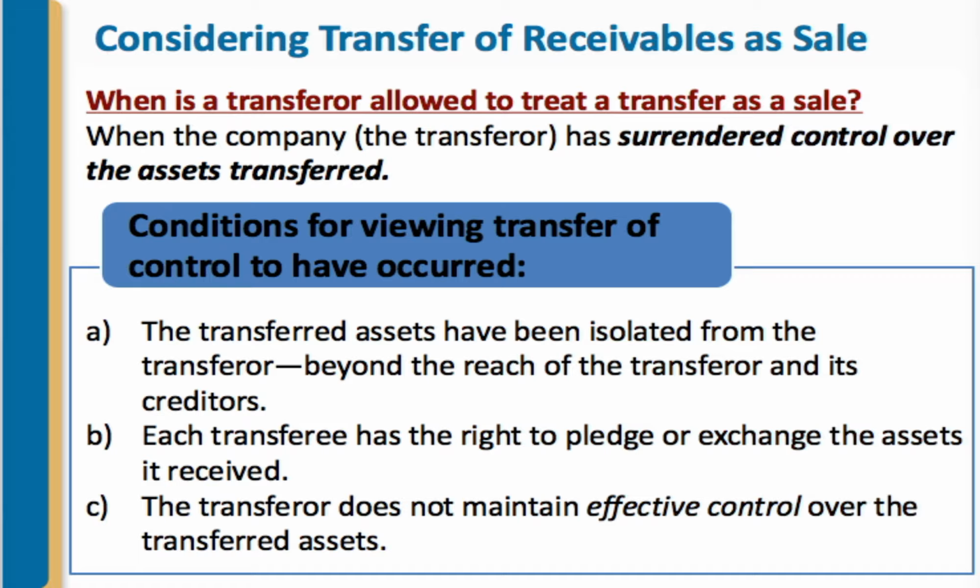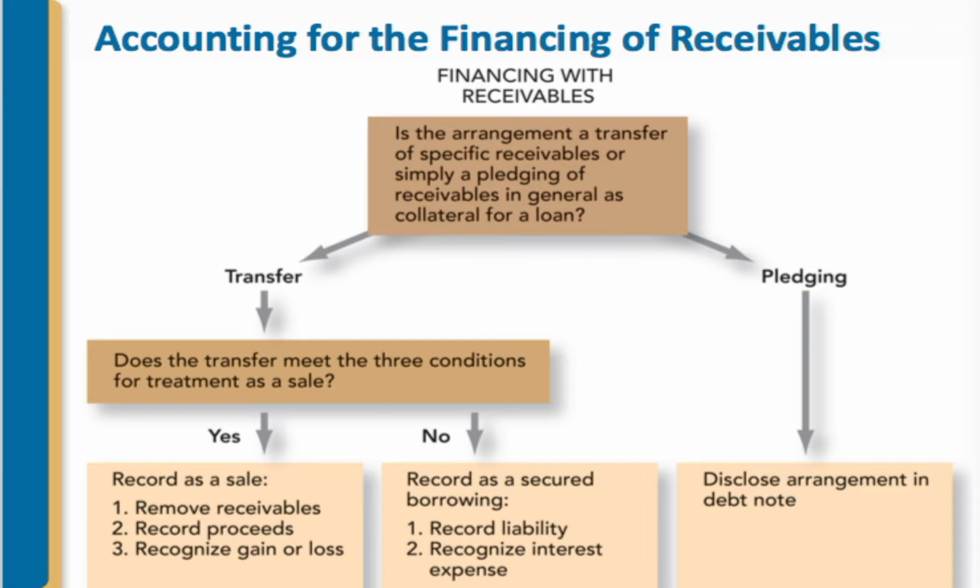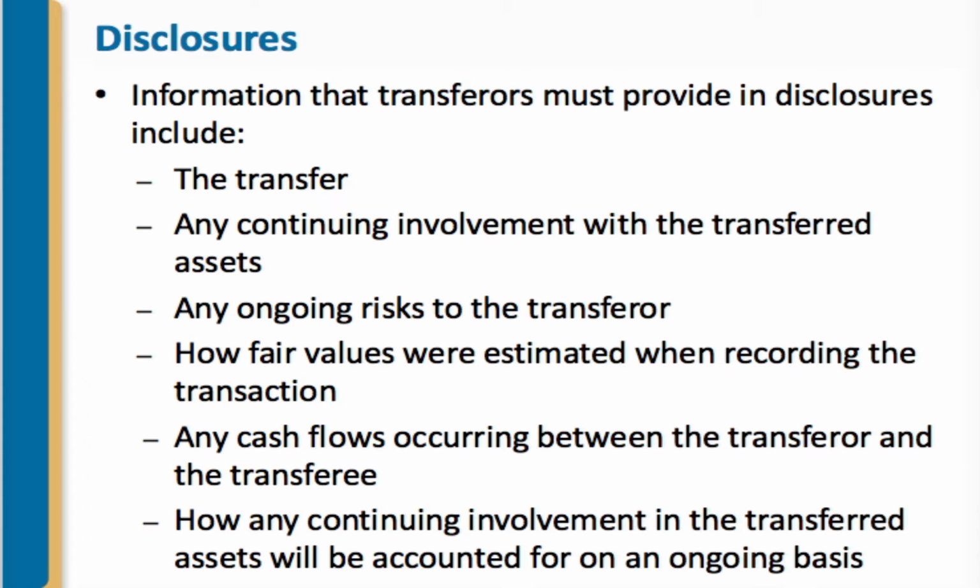If all of these conditions are met, the transferor accounts for the transfer as a sale. If any of the conditions are not met, the transferor treats the transaction as a secured borrowing. This illustration summarizes the decision process that is used to determine whether a transfer of a receivable is accounted for as a secured borrowing or as a sale.